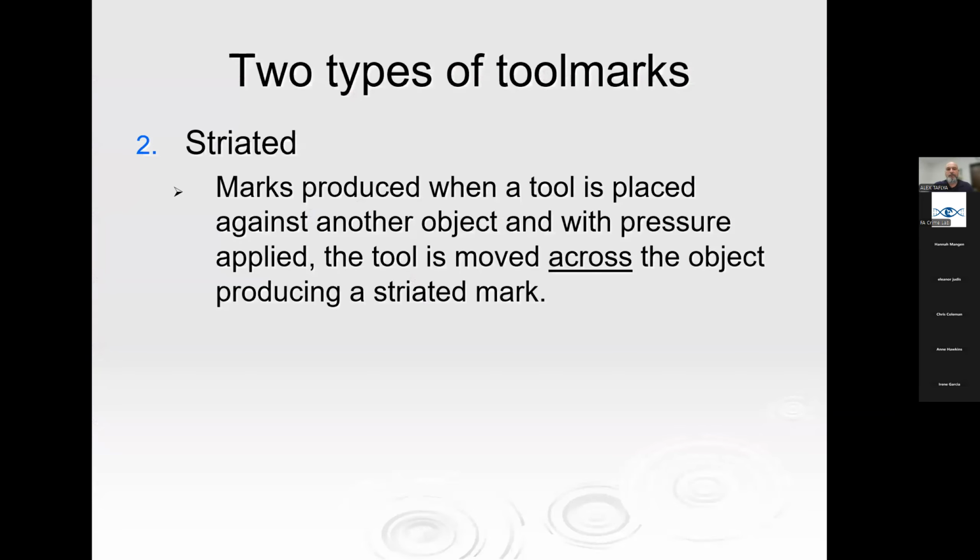The other type of tool mark is a striated tool mark. This is one where the tool is moved across another object, and by moving it across, the surfaces that are interacting are at a 90-degree angle, and so they leave marks that you don't expect to be able to be reproduced easily.